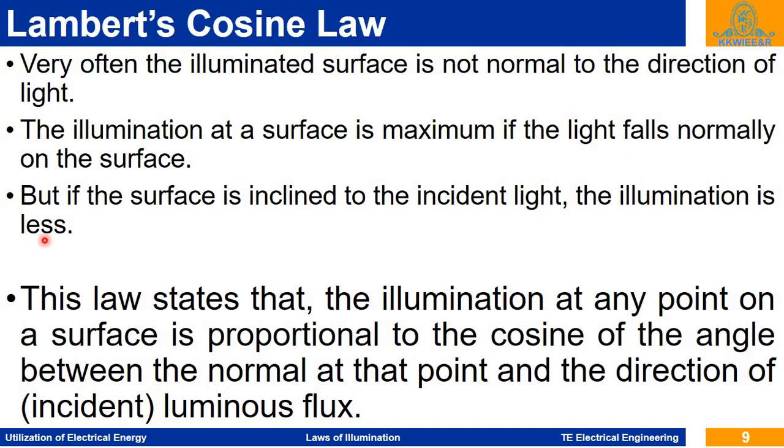So this Lamberts Cosine Law states that the illumination at any point on a surface is proportional to the cosine of the angle between the normal at that point and the direction of the luminous flux, or the incident luminous flux on that surface. So this is the Lamberts Cosine Law. Illumination at any point on the surface is proportional to the cosine of the angle between the normal, means perpendicular, to the incident rays, or the direction of luminous flux at that point.